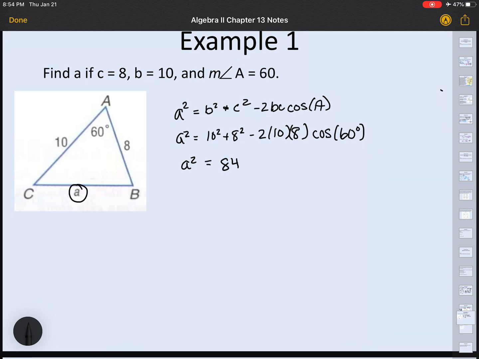And now we're going to take the square root of both sides to get rid of the square on the a. So when we do that in the calculator, a is about 9.2, because we can't really break that apart using any perfect squares. So a equals about 9.2.